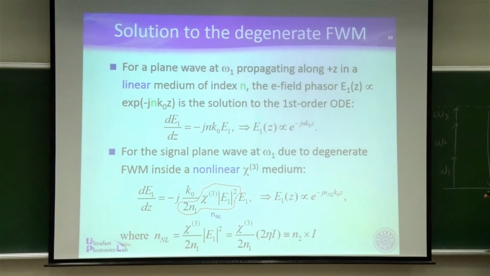Then, in the previous example, if you have this differential equation, you have a simple solution like this. Now, the corresponding differential equation is almost the same as the previous one, except for the previous index n now is replaced by a nonlinear index n sub nl. Everything else is the same. So we are supposed to have a solution like this: e to the minus j nonlinear index times k0 times z. Just like this, except for a simple replacement.